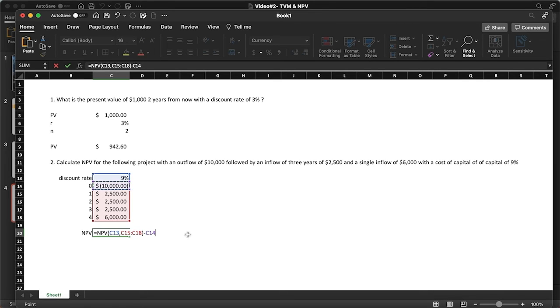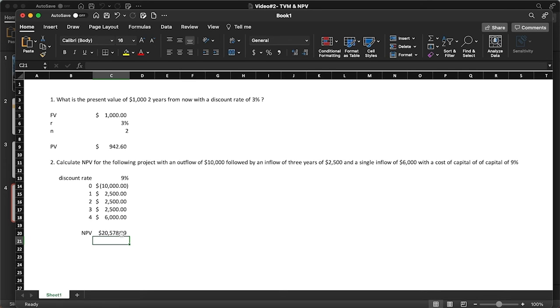Very important, guys, when we're using the NPV formula in Excel, don't include the negative value in your parentheses. The formula does not consider negative outflows when it was coded, so you need to consider it as a separate item in your formula. If you click enter, this will equal $20,578.79, and since this is greater than 0, this would be a project we would like to invest in.